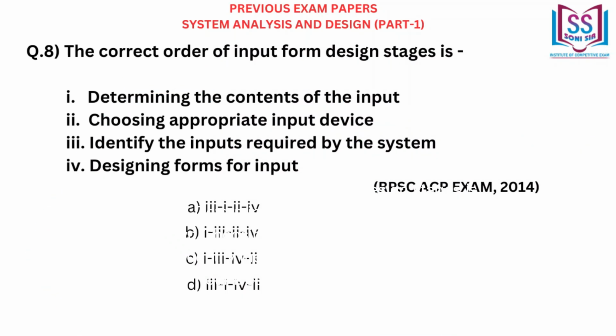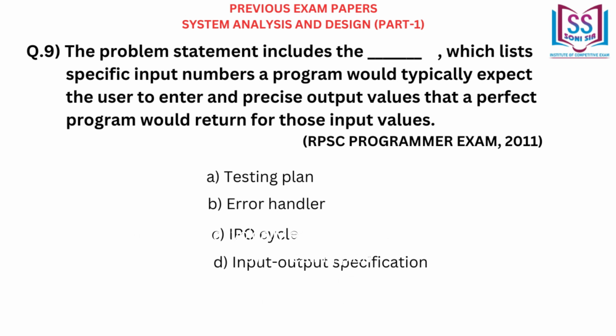The correct order of input form design stages is 1. Determining the contents of the input. 2. Choosing appropriate input device. 3. Identify the inputs required by the system. 4. Designing forms for input. A. 3-1 to 4. B. 1-3 to 4. C. 1-3-4-2. D. 3-1-4-2. Correct answer A. 3-1 to 4.